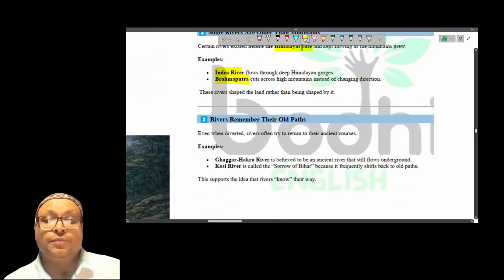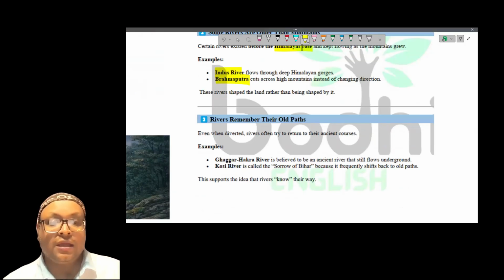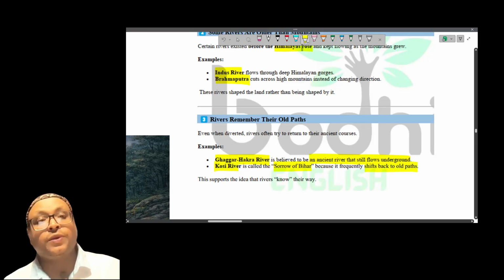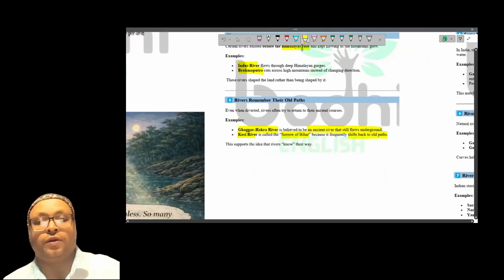Some rivers remember their old paths, like the Ghaggar-Hakra River. It is believed to be an ancient river that still flows underground. The Koshi River is also called the Sorrow of Bihar because it frequently shifts back to its old paths. They know their way, which way they used to move.